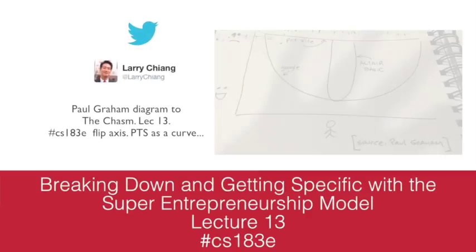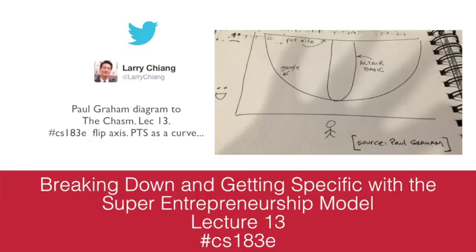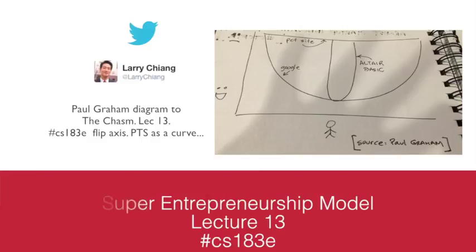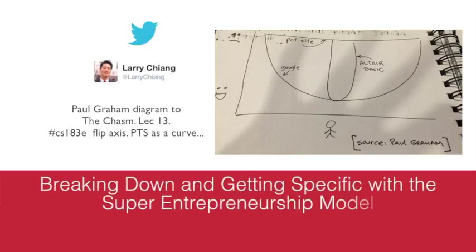The points are now a curve, where the Altair is the cigar-shaped portion of it, and the popularity of Google is the larger bell curve portion of it. So changing the points into a curve and then flipping the axes emphasizes that you want to make a small number of people incredibly happy.